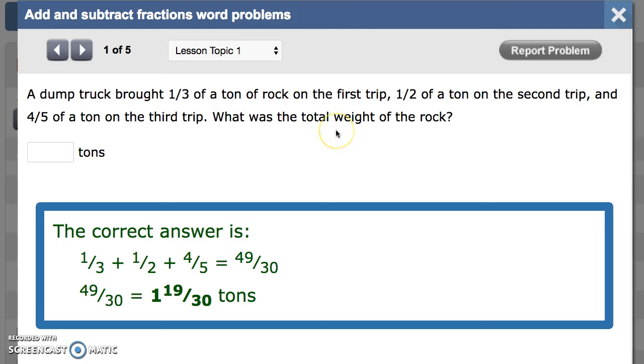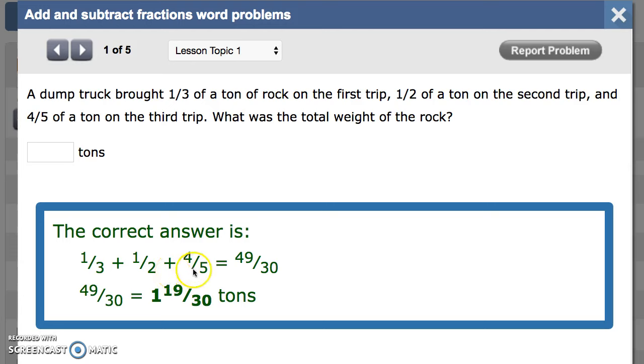And total means adding. So I'm going to take those three fractions, 1/3 plus 1/2 plus 4/5, and I'm going to add them up. And when I do that, I get 49/30. So if you notice, I have a 3 denominator, a 2 denominator, and a 5 denominator. And I can't just add those all together.